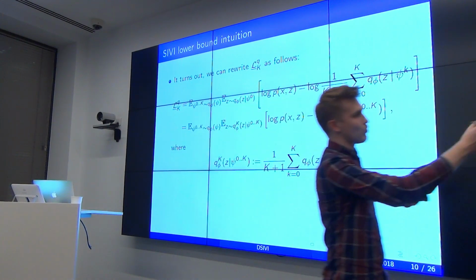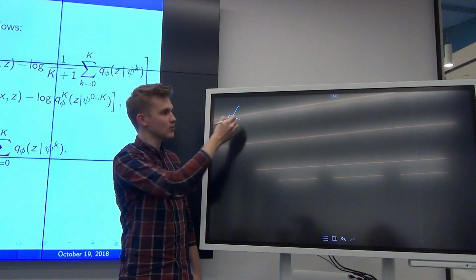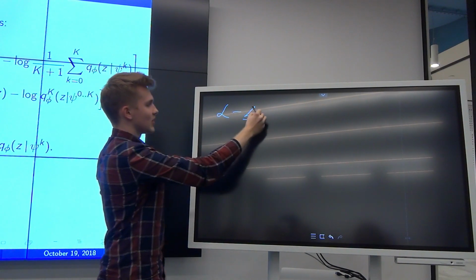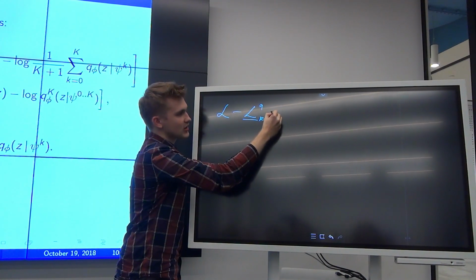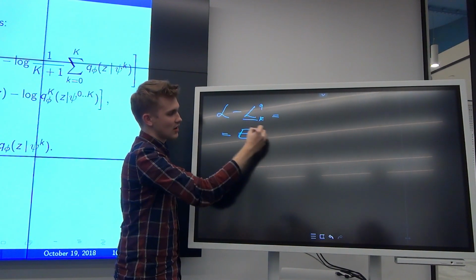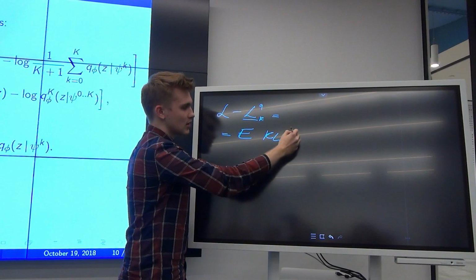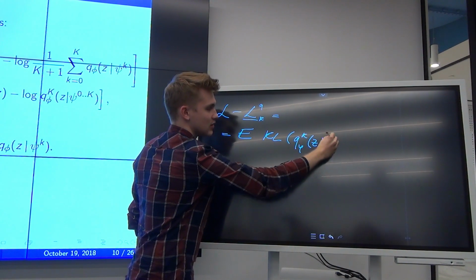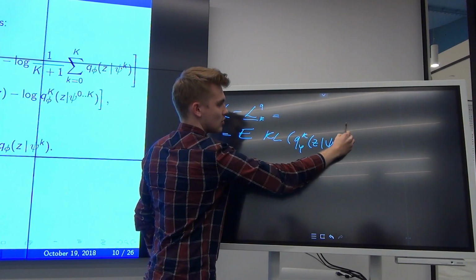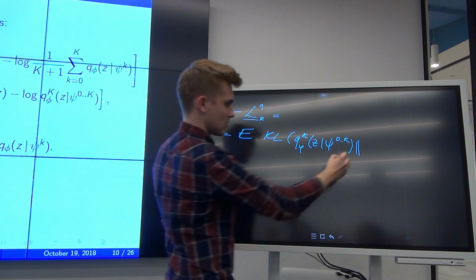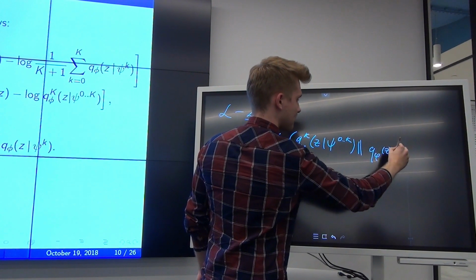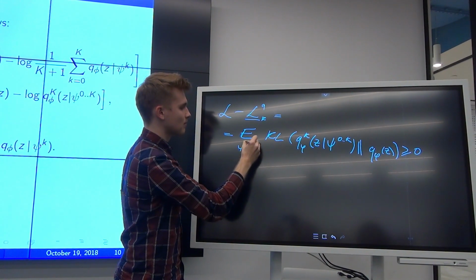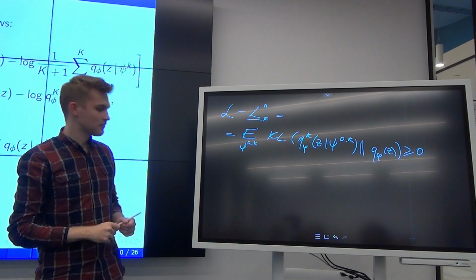I'm just going to write down what we'd like to compute. We compute the ELBO minus L underline K, and actually it will give us the expectation of the KL divergence between Q phi K of Z given psi 0 K and Q phi of Z. And that's non-negative. And the expectation is taken with respect to all sides. It's just simple algebra.